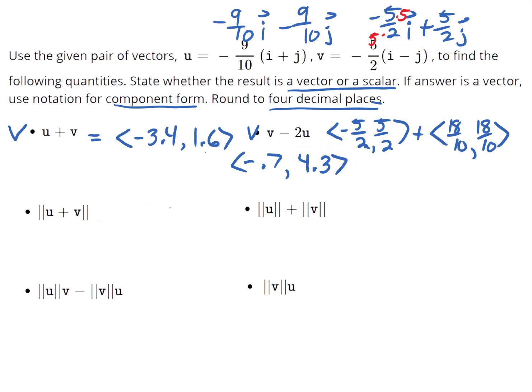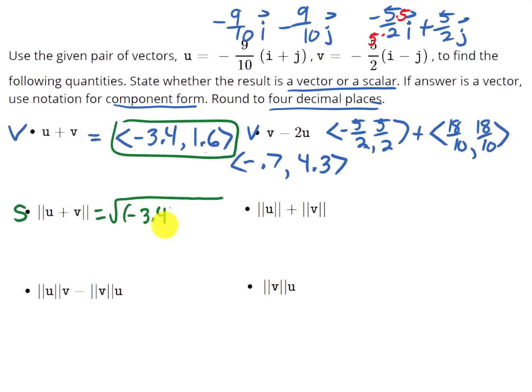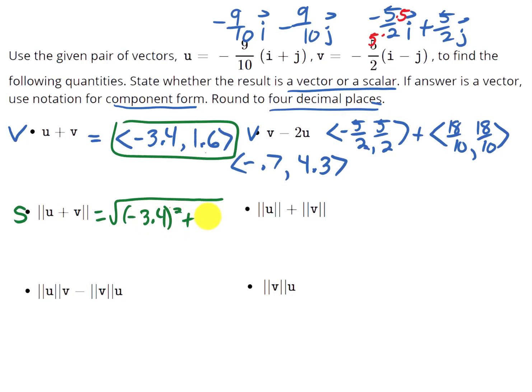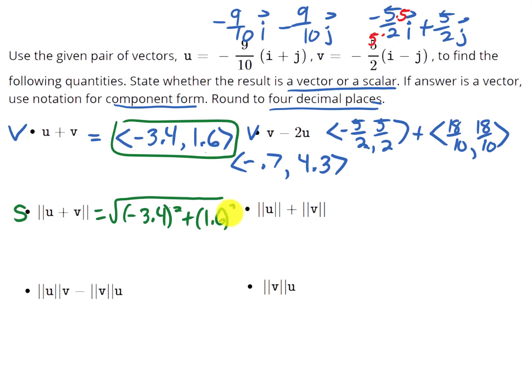Alright, let's look at our next one. Our next one is this double brackets meaning the magnitude or the length of u plus v. So this is going to be a scalar. It's going to give us just a number when we find that length. And we did u plus v, and it's right here. So to find the magnitude of that, it's the square root of each of the components squared and added together. So negative 3.4 squared plus 1.6 squared, and then square rooted.